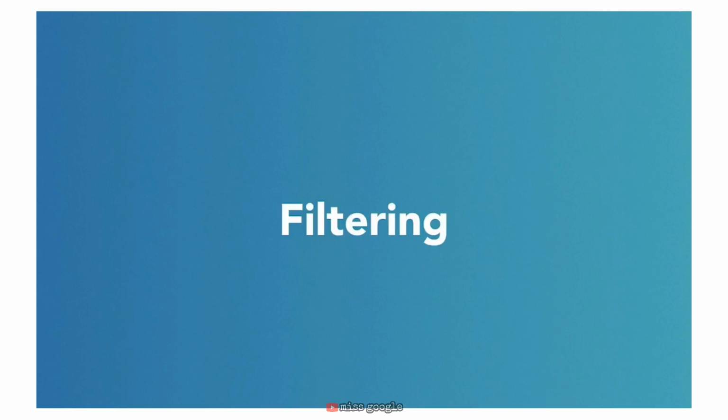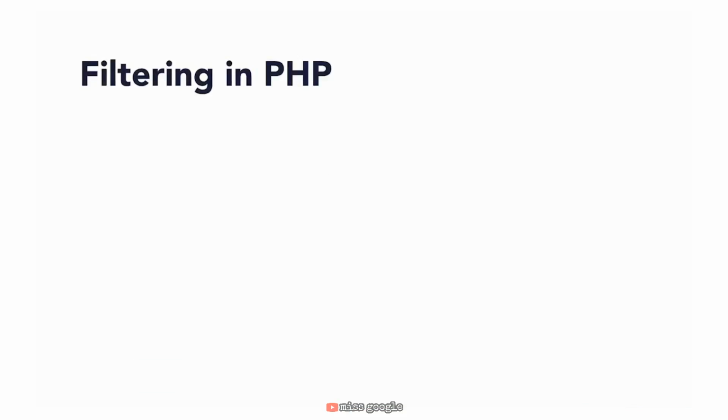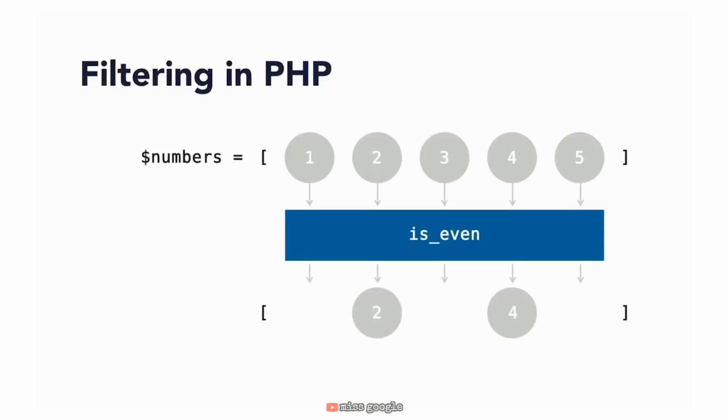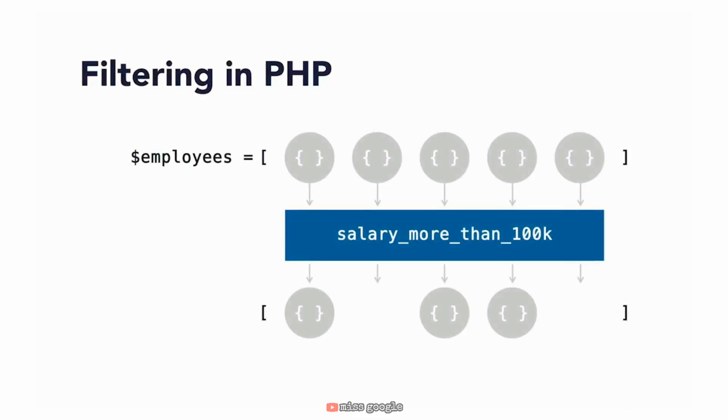The next important operation that we can perform on arrays is filtering. And to do this in PHP, we use a built-in function called arrayfilter. Arrayfilter is used when you want to find all of the elements in an array that fit some kind of criteria. For example, if we have an array of numbers and we want to get all the numbers from it that are even, or if we have an array of employee data and we want to find the employees from this array that make more than a certain amount per year, these are things that filter can help us with.